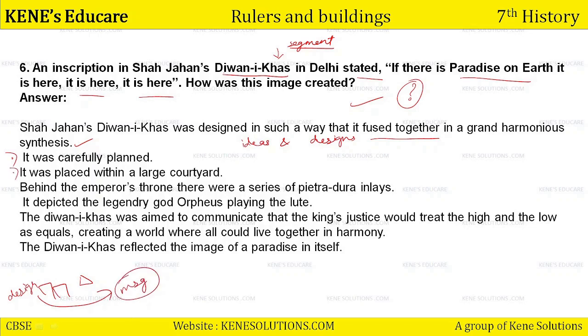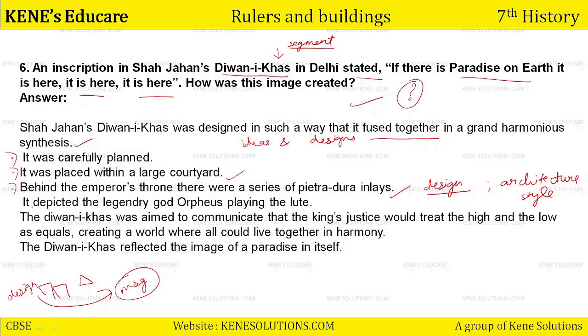It was placed within a large courtyard. Okay, so that it can have major access to people and people can see it from a far distance as well, that this is the most important place in the entire palace. Behind the emperor's throne, there were a series of pietra dura inlays. Again, design, right? To show the architectural style and structure.